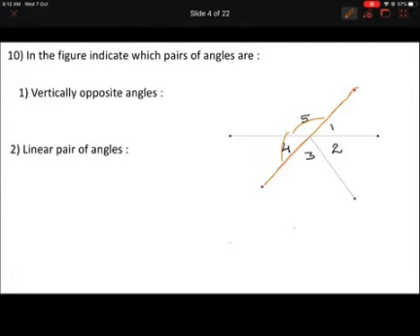What is the other linear pair of angles here? We have angle 5 and angle 1. Okay, so again they form a linear pair.